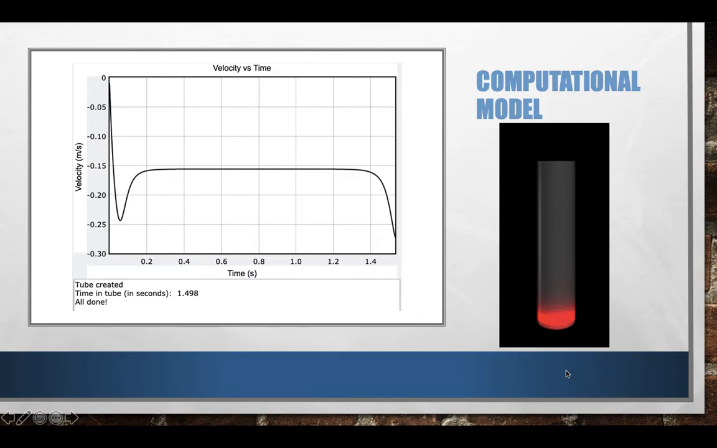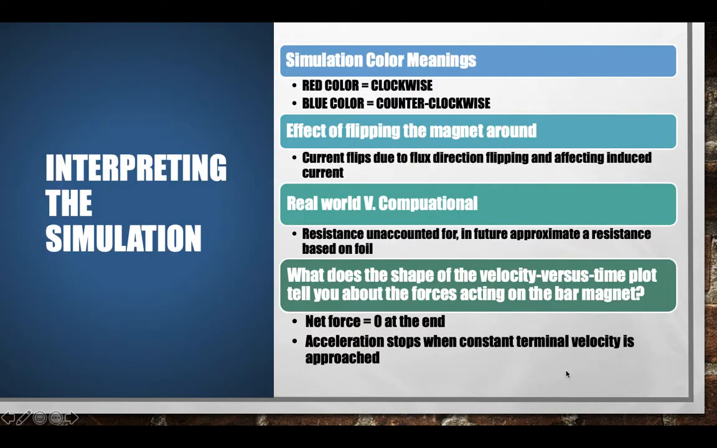After finishing the computational model, we ran it and found this graph of velocity versus time of the magnet falling through the loop. On the right is the final state of the magnet, where the red is shown at the bottom. According to the computational model, it was expected to take 1.498 seconds for the magnet to fall completely through the tube. So what does the simulation mean?